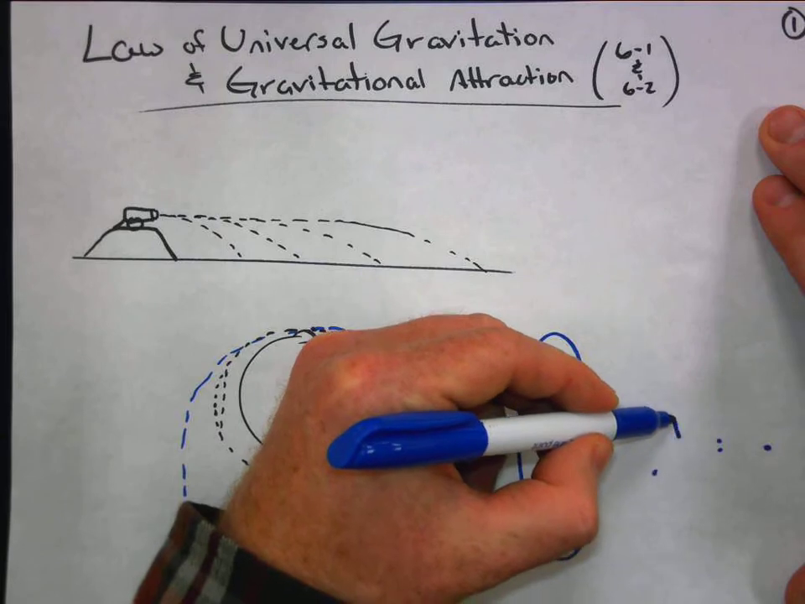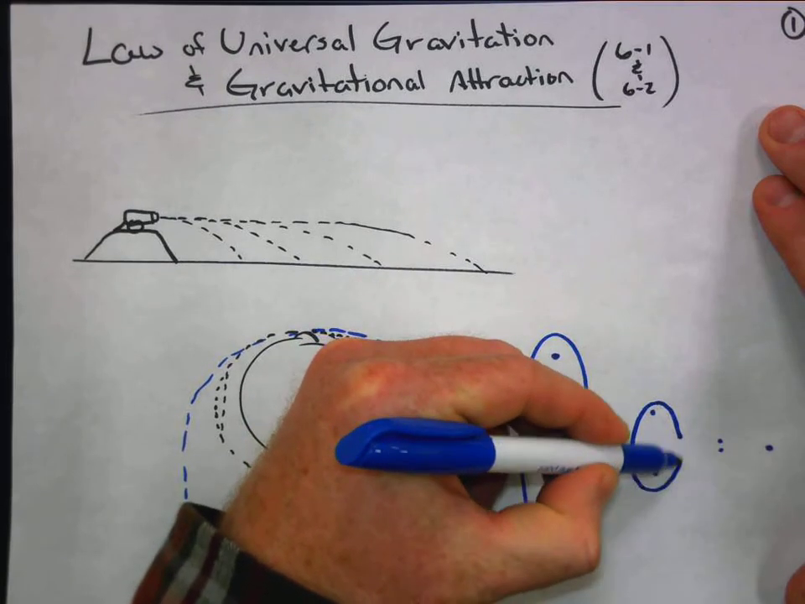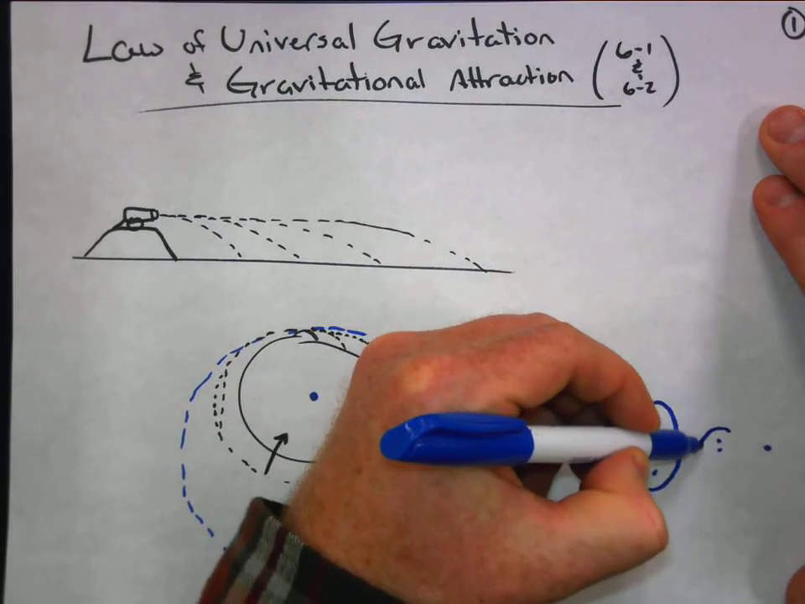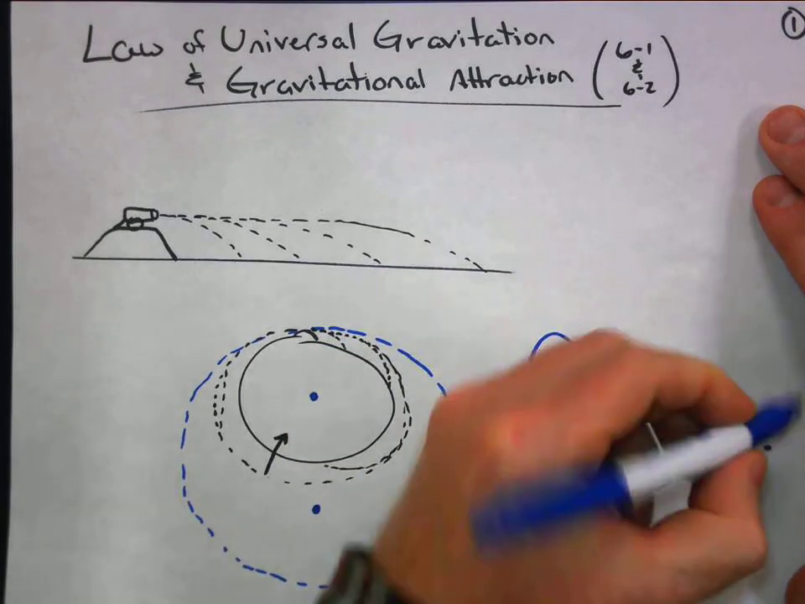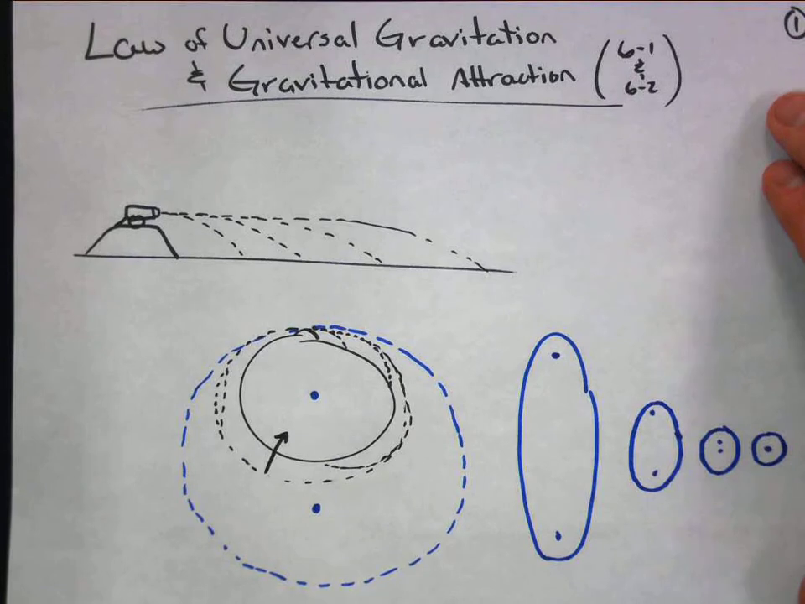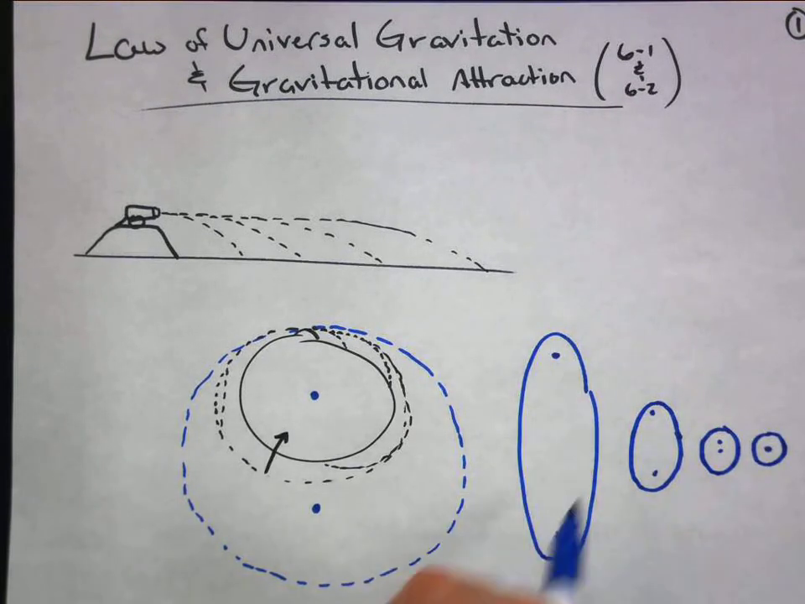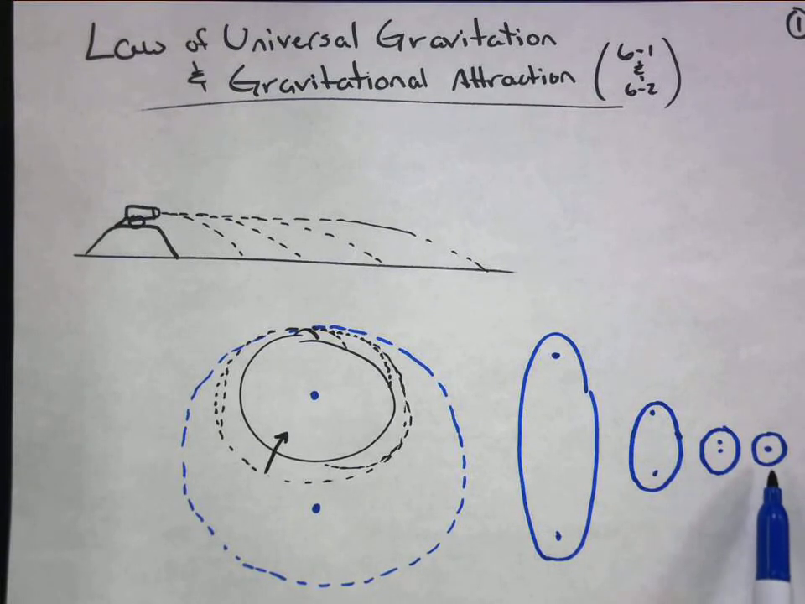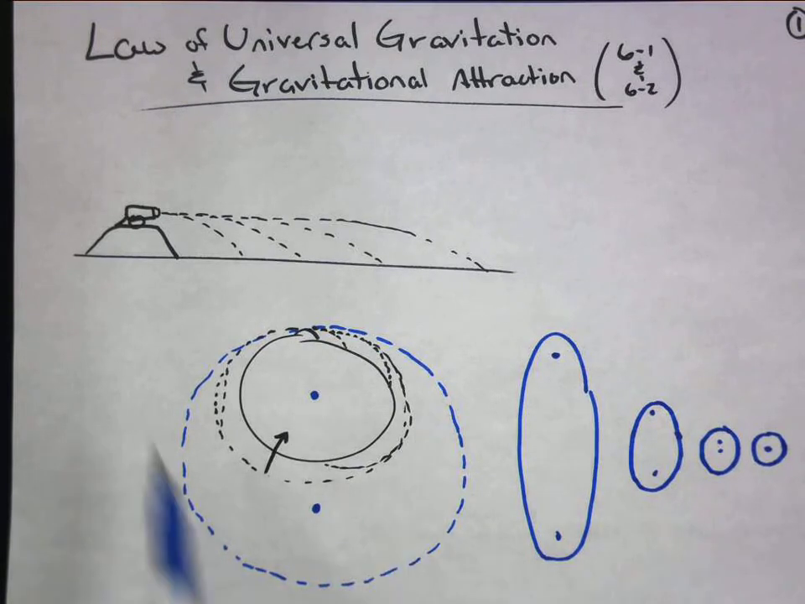a rounder and rounder shape. That one was terrible, sorry. And finally, you end up at a circle. The size doesn't necessarily shrink like this. I'm just trying to quickly illustrate a point: that a circle is really a special case of an ellipse where the two centers coincide. So it is possible to have a circular orbit, but it is also possible to have an elliptical orbit.